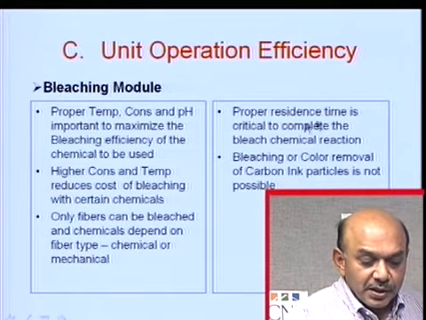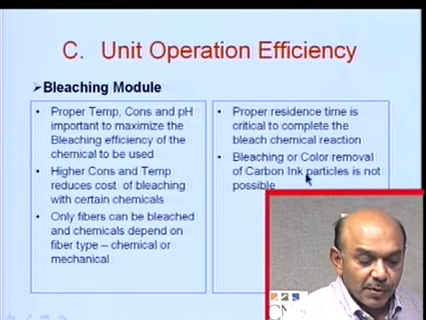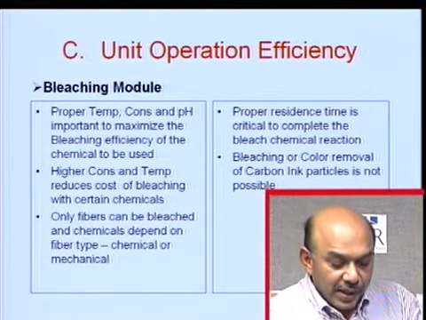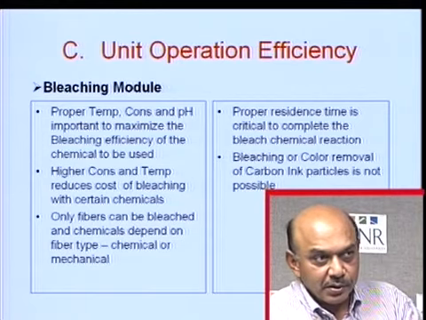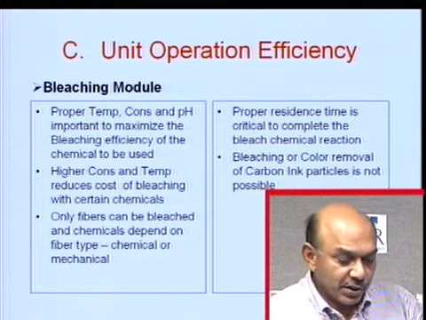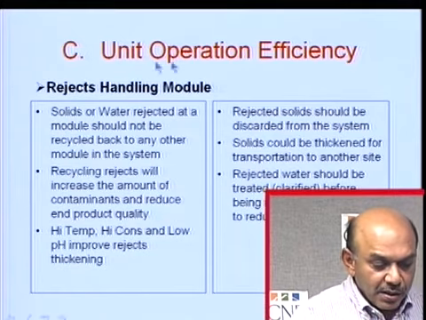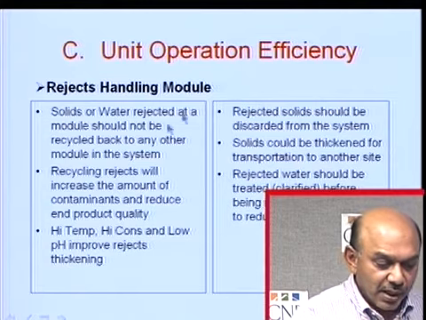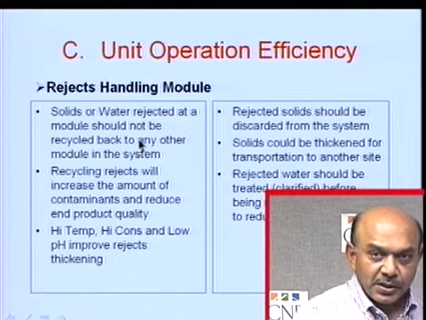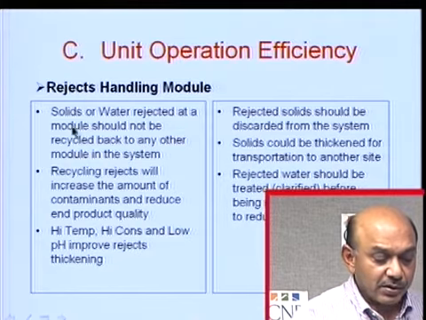Then proper residence time is critical to complete the bleach chemical reaction. Bleaching or color removal of carbon particles is not possible. Carbon particles cannot be bleached, and this black color cannot be changed no matter what means you have. The only thing you can do is remove them or disperse them through size reduction so that human eyes cannot see them. The rejects module is one of the very important modules which has to be there, and we've talked about that in two or three examples, that we must handle the rejects carefully and properly so that they are not recycled back into the system.